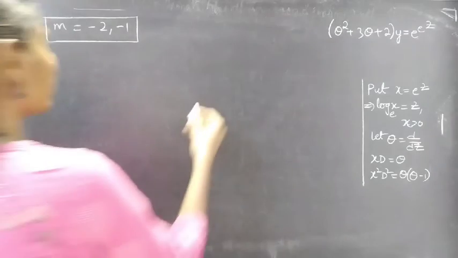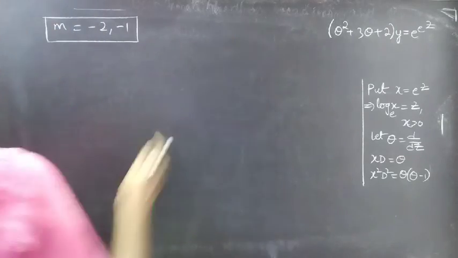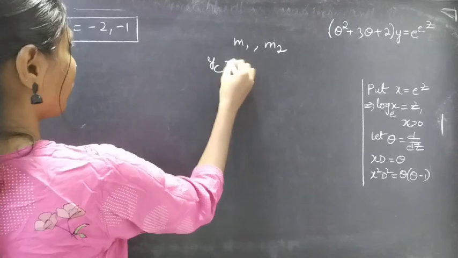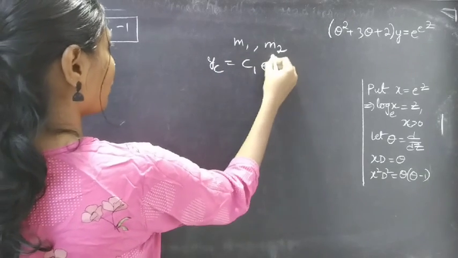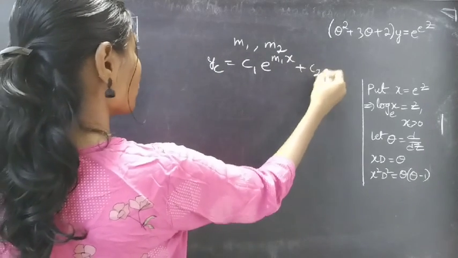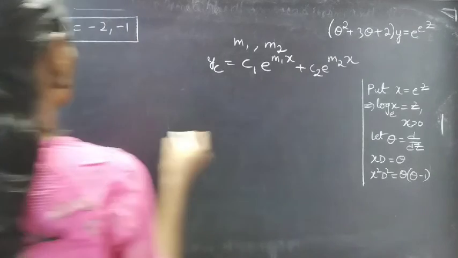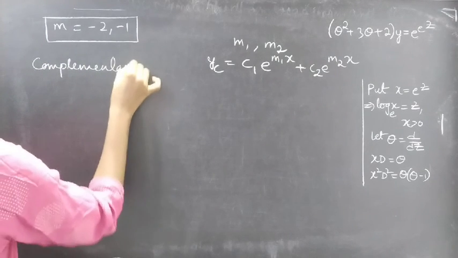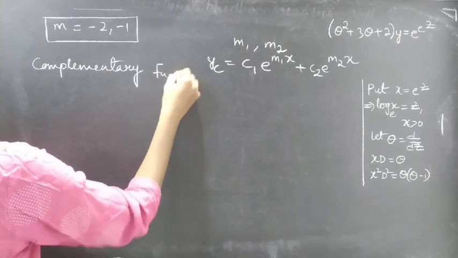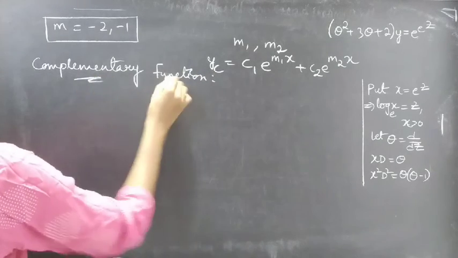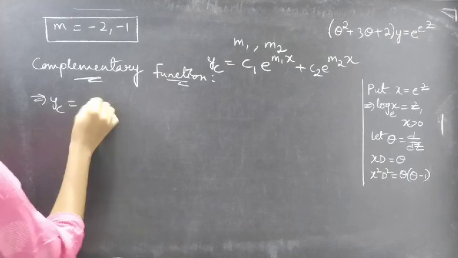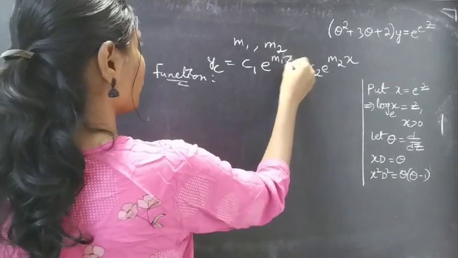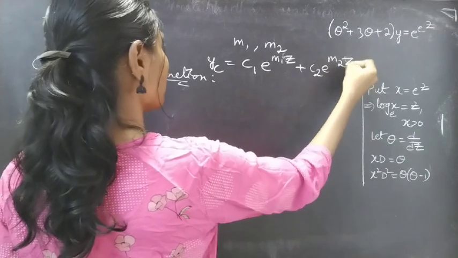We know that when two roots are real and distinct, say m1 and m2 are real and distinct, then yc will be c1 e power first root into x plus c2 e power another root into x. Now coming to our complementary function, yc equal to c1 e power minus 2 into, here z is our independent variable, right? So instead of writing x, we'll write z.